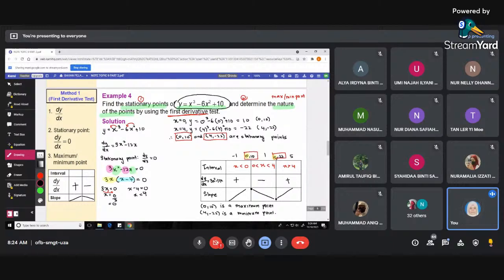Okay. Kalau sebelum ni only one stationary point, so kita hanya lukis 2 kolom sahaja. Kalau ada 2, that means you kena adding lagi 1. Okay, dia jadi 3 kolom. 1, 2, 3. Okay, dia bergantung kepada soalan.